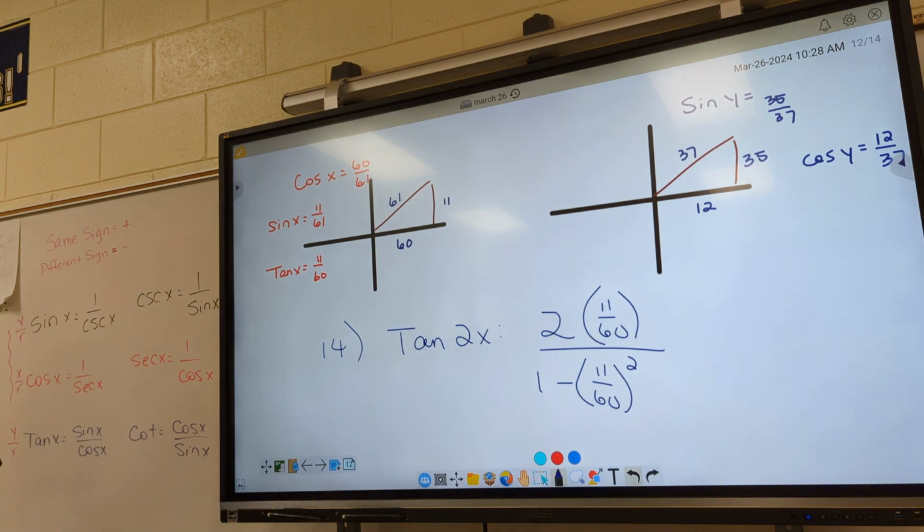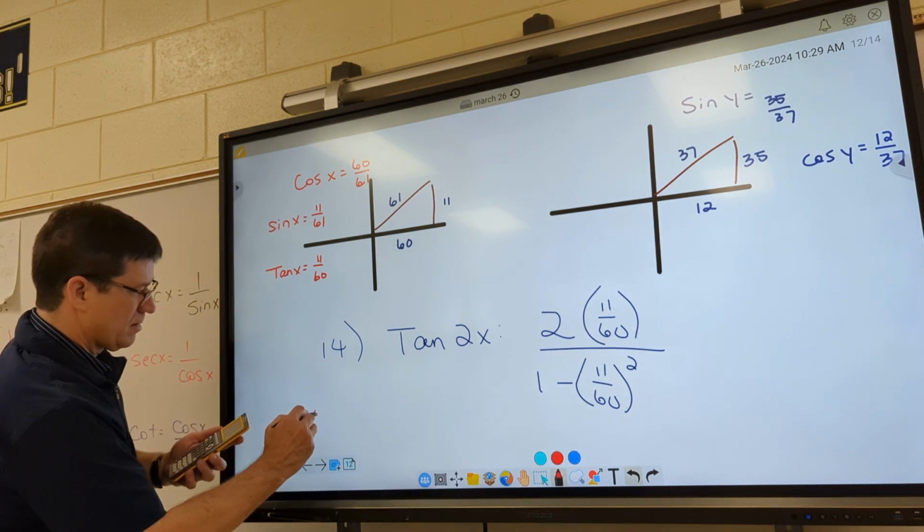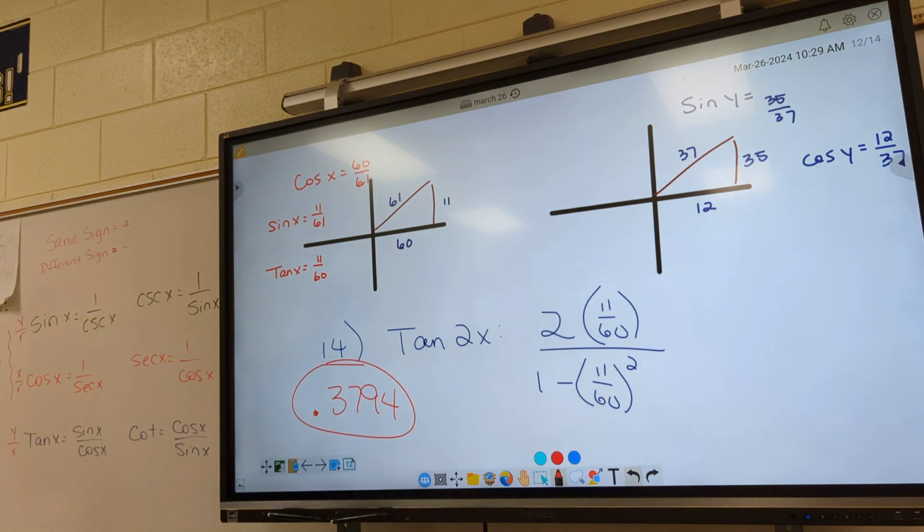All right, now see if you can type it in. Fraction button goes first. Bottom is 1 minus 11 over 60 squared. 0.3794. Check me on that. Have we had that answer before? All right, make sure you can type that in. Make sure you get the same answer I got.